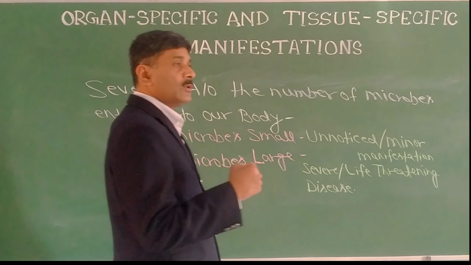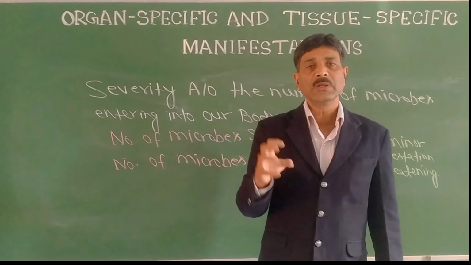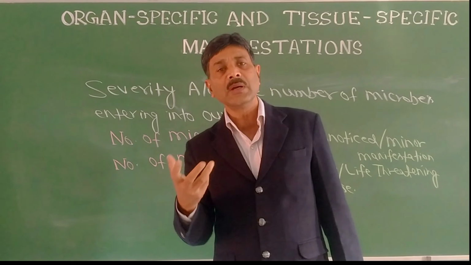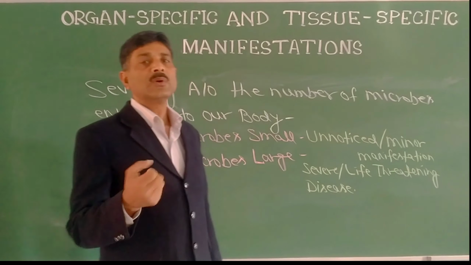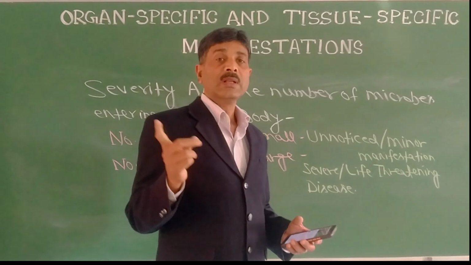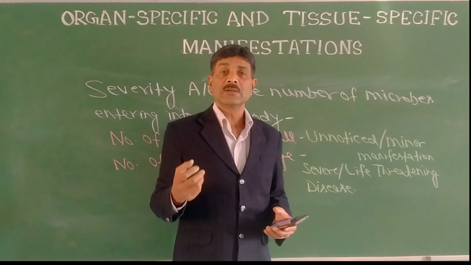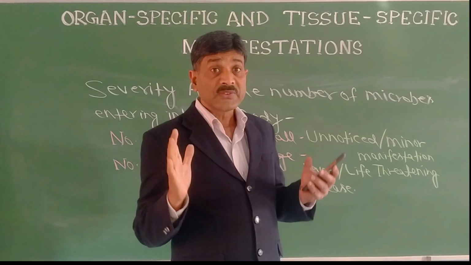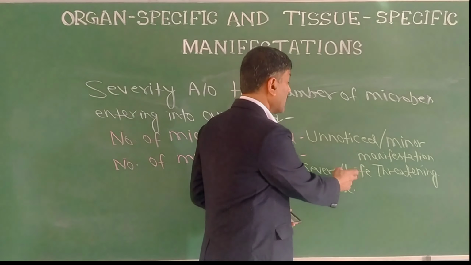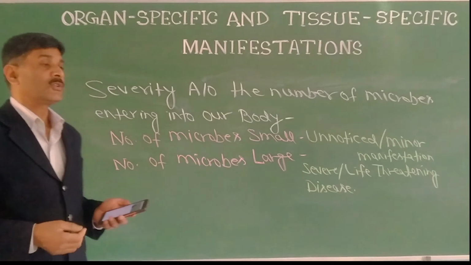So according to the number of invading pathogens, invading microbes, if the number is smaller, it will be unnoticeable. There will be no disease, or it may happen that they will remain in our body and we will remain healthy. But if the number is much larger, in that case it will cause disease and it will be severe, and sometimes it will be fatal, a life-threatening disease. So this is all about the entry of pathogens and their manifestations.